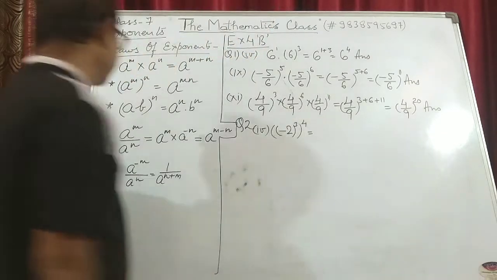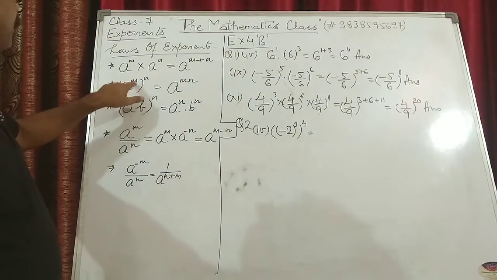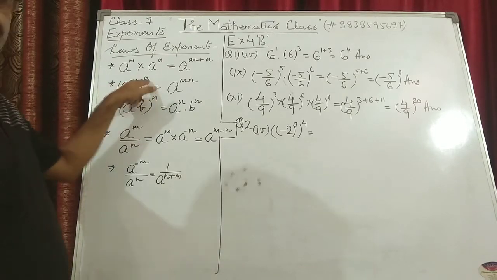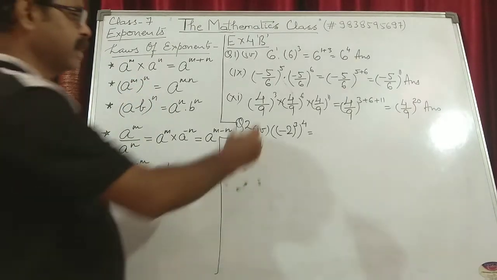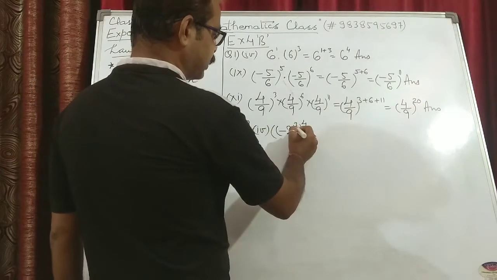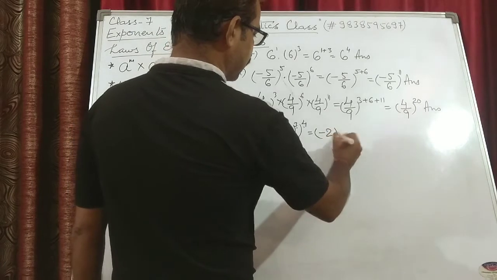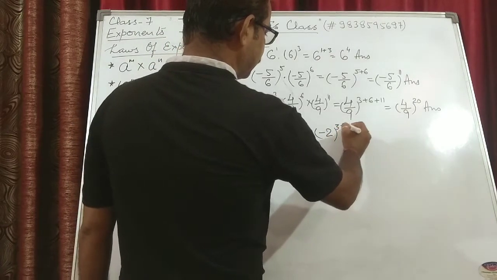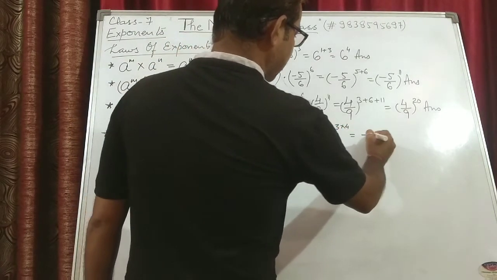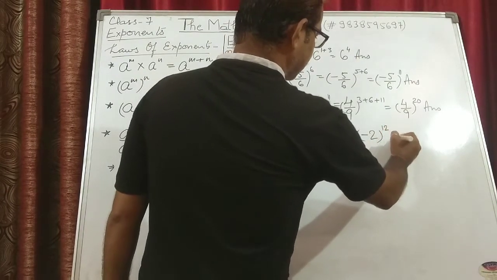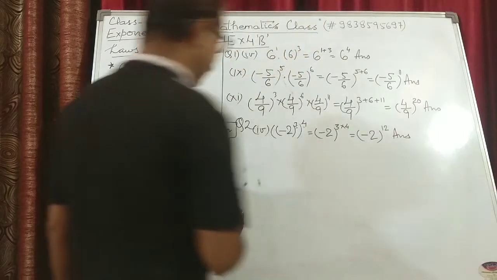Now we have studied one thing, a to the power m to the power n. Means if a power has a power, what happens? Powers get multiplied. It means this 4 and 3 will get multiplied. It can be written as minus 2 to the power 3 into 4. So minus 2 to the power 12, since 3 into 4 is 12. That is the final value.